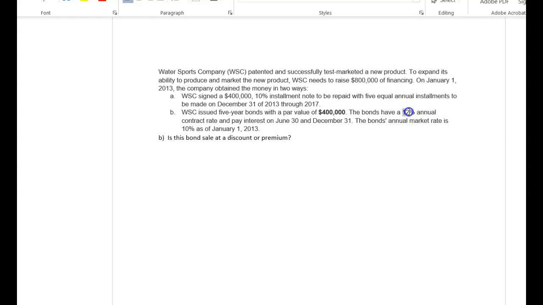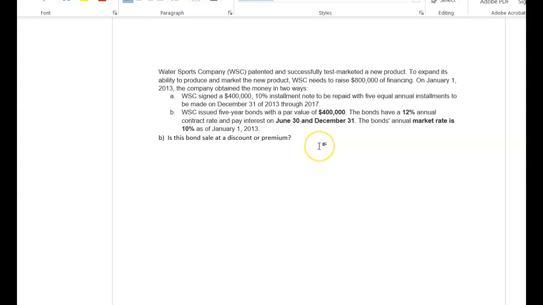And we also know that 12% is the contract rate. That's going to be the interest by which they pay. They pay every 6 months. They're actually going to pay 12% annually, so it's going to be 6% every 6 months. But also, they pay it 2 times out of the year, June and December. Very, very important information when you're trying to calculate this. That being said, the question then becomes, is it a bond discount or a bond premium?